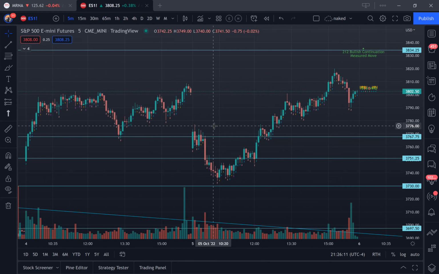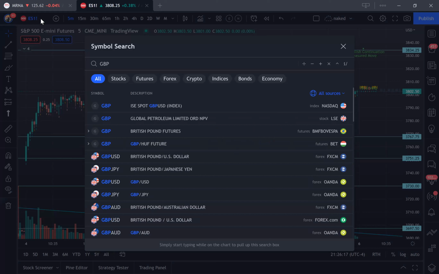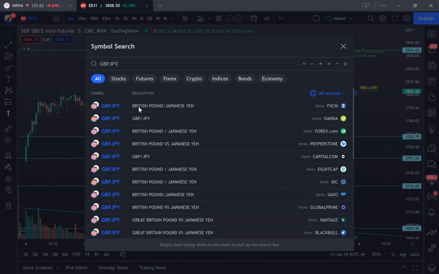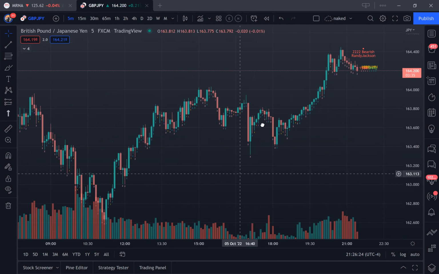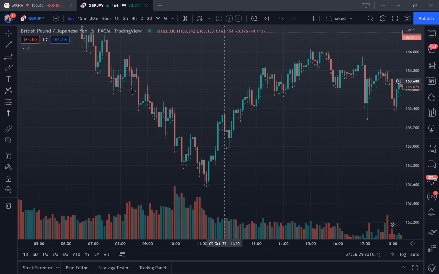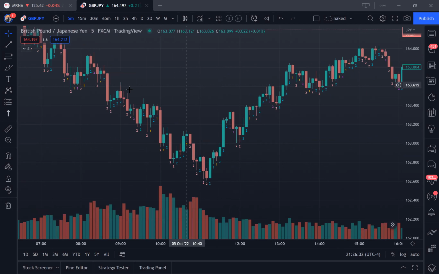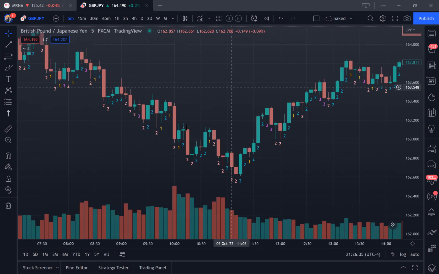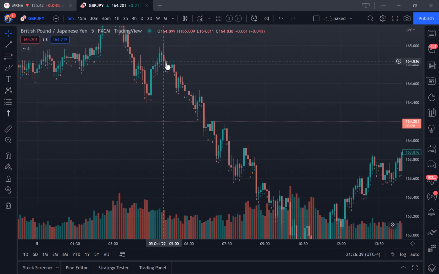To give an example, I think it was GBP JPY, I'm not sure. I think it was this one, or maybe it was something that Tim posted. I forgot. Anyway, let's just assume it's this. All right, perfect. So clearly we're in a downtrend.